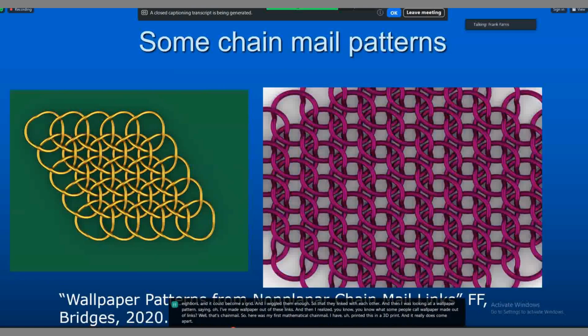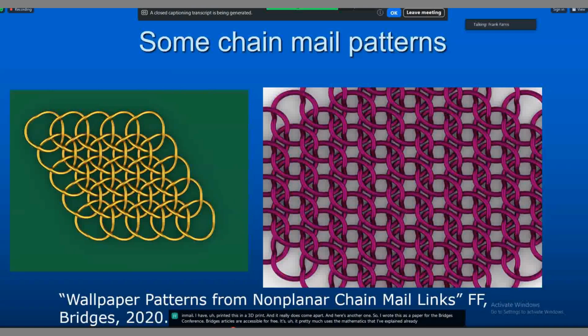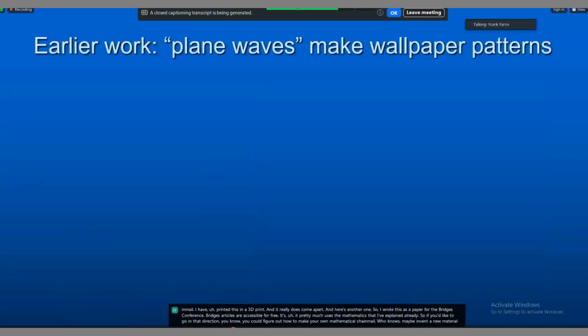And here's another one. So I wrote this as a paper for the Bridges conference. Bridges articles are accessible for free. It pretty much uses the mathematics that I've explained already. So if you'd like to go in that direction, you could figure out how to make your own mathematical chainmail. Who knows, maybe invent a new material made out of these things.